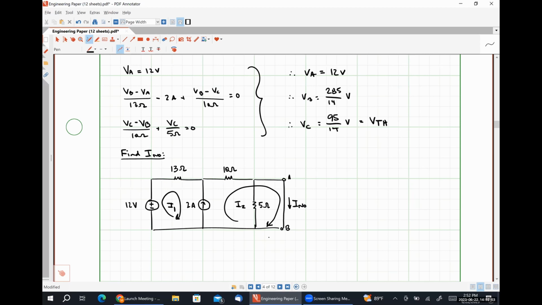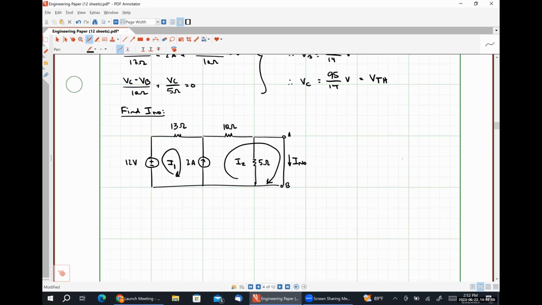I'm just trying to make this more simple. Because I have a current source, I can say that 2 amps is equal to I2 minus I1. And now I'm going to write a KVL equation around the outside. That's going to look like negative 12 volts plus 13 ohms times I1 plus 10 ohms times I2 is equal to 0. I'm going to solve this system for I1 and I2.